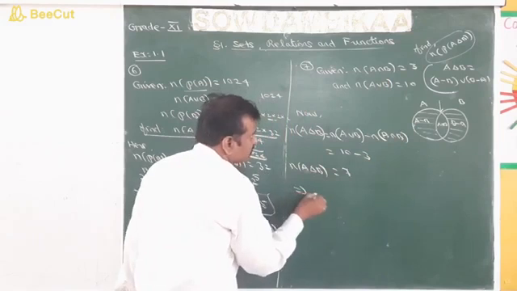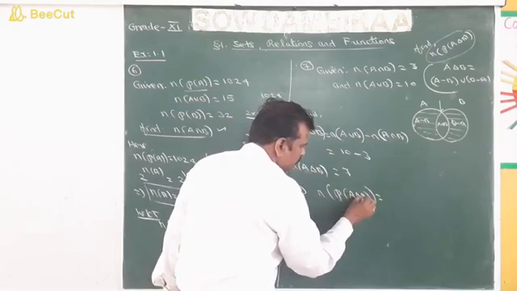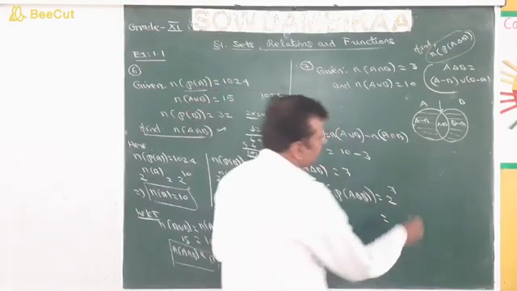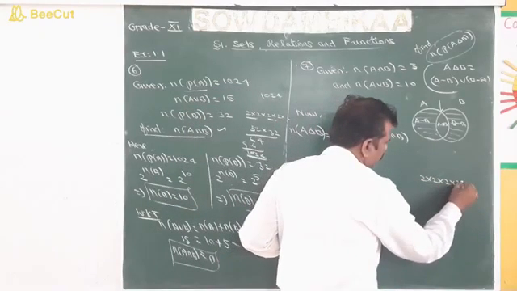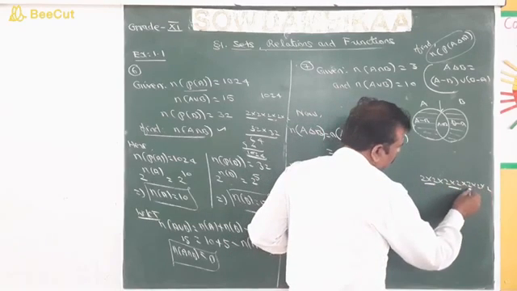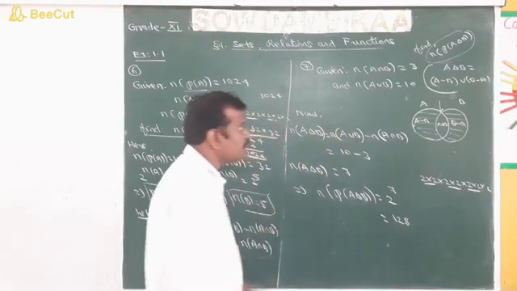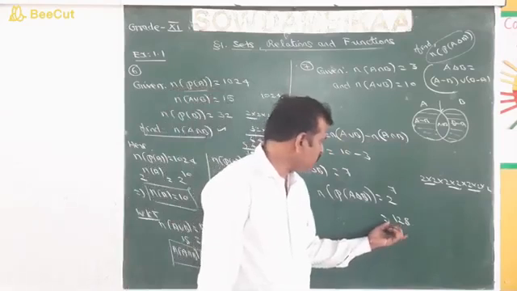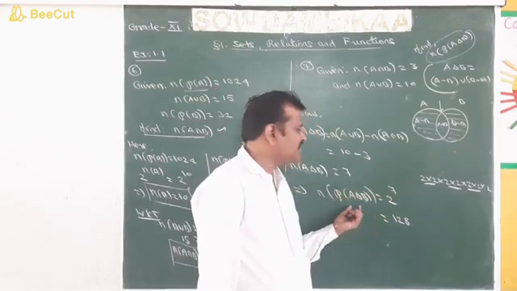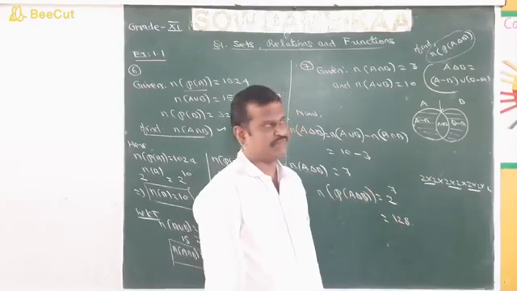So n of the power set of A symmetric difference B is equal to 2 power 7. 2 power 7 is nothing but 2 into 2 into 2 into 2 into 2 into 2 into 2. 2 2s are 4, 4 4s are 16, 16 4s are 64, 64 into 2 is 128. Therefore, 128 elements are there in the power set of A symmetric difference B. That is, the power set of A symmetric difference B contains 128 sets. That's it.